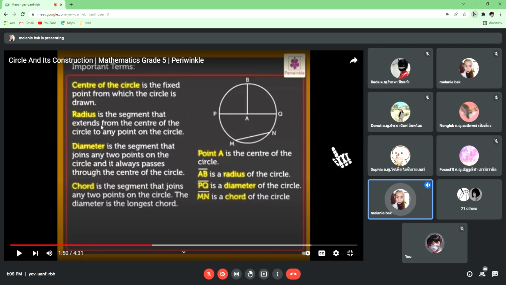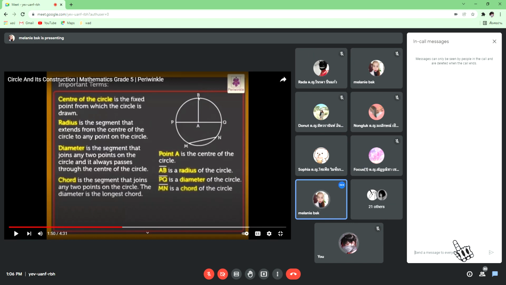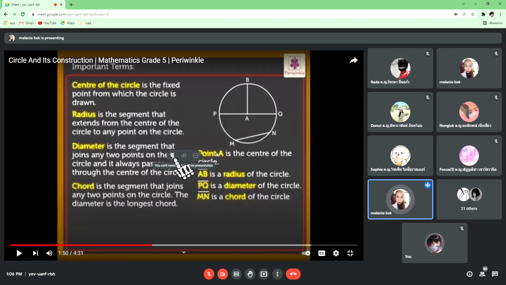Now we have the radius. Radius is the segment that extends from the center of the circle to any point on the circle. So we have from the center, from point A going to any part. So this one is AB. This is the radius of the circle, AB. A, point A, and B. AB is the radius of the circle.